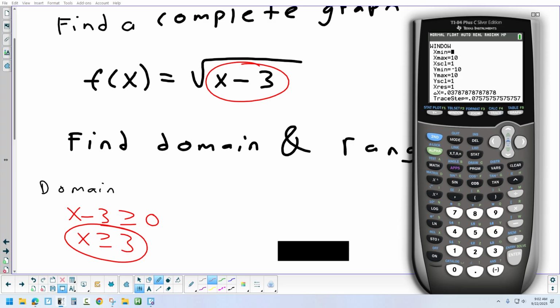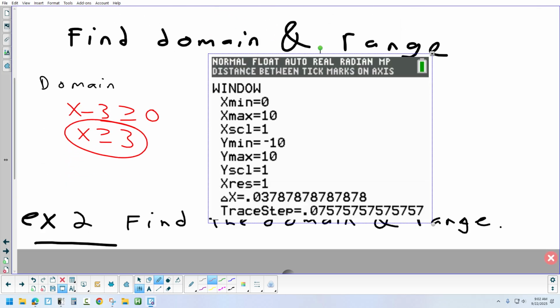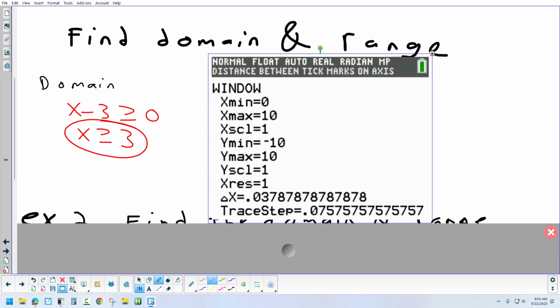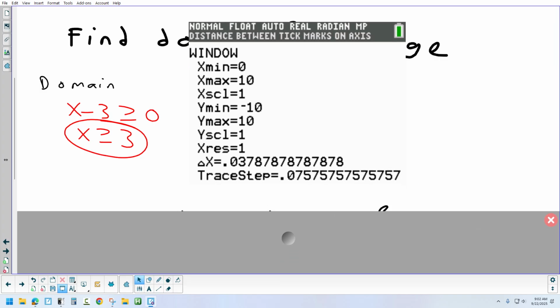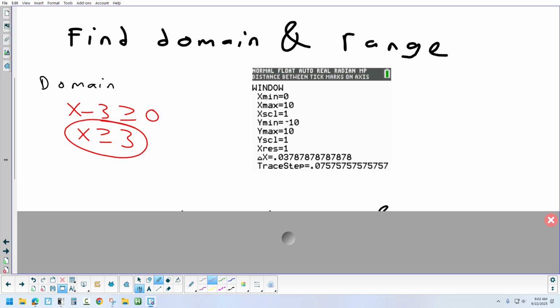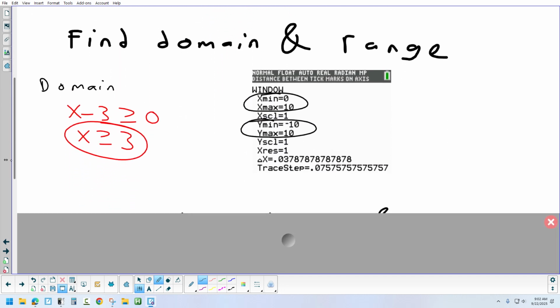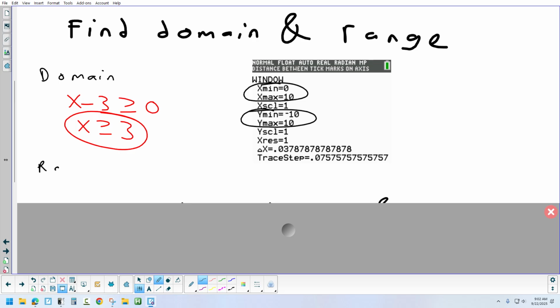Okay, so for our window, remember when you do a complete graph, you want to write down the window. And you don't need to write all those numbers. You just need to write the x min, x max, y min, y max. Okay, so there's the complete graph. Okay, so we've got the domain. Last thing, range.